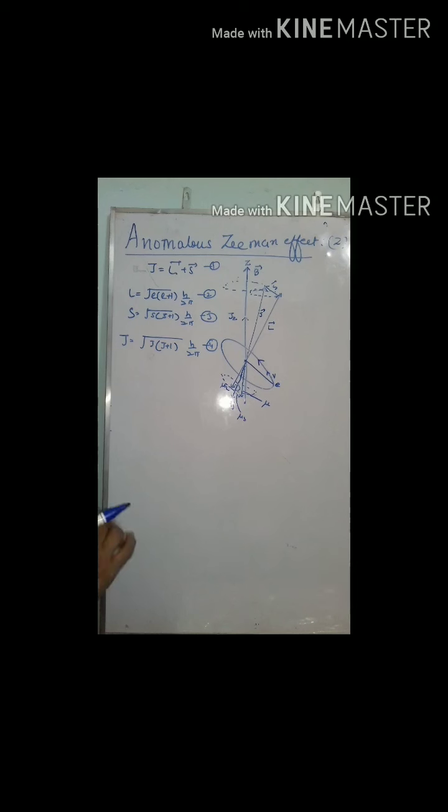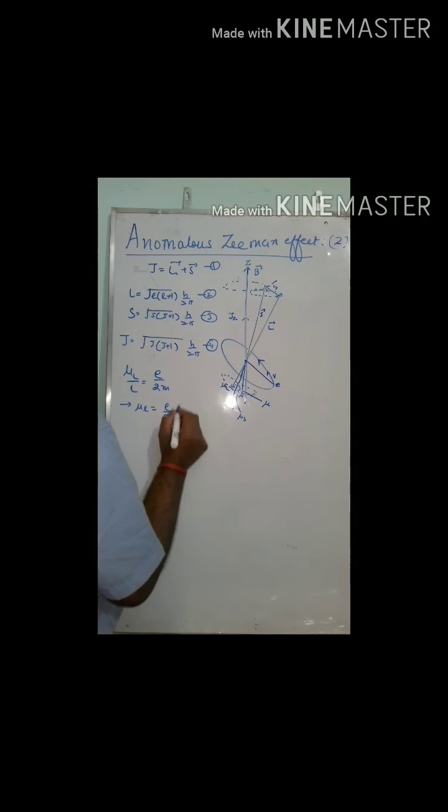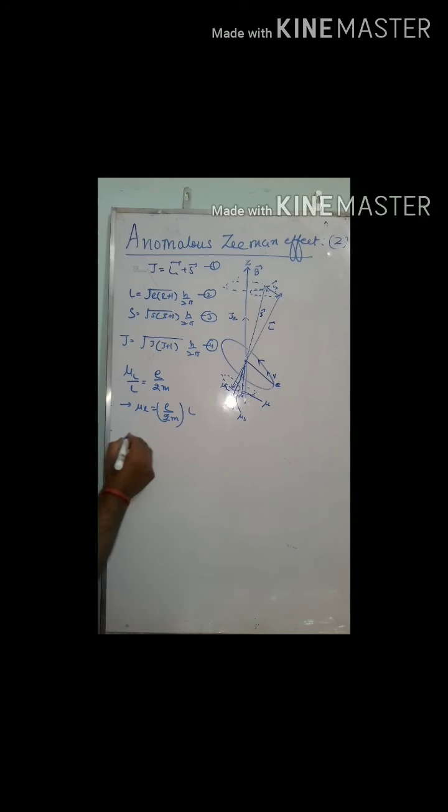Moreover, we know that the ratio of mu L and L is given as mu L upon L equals e upon 2m. This implies that mu L is equal to e upon 2m into L. Similarly, the ratio of the spin magnetic moment to the spin angular momentum, mu S upon S, is 2 times this value, mu L upon L.